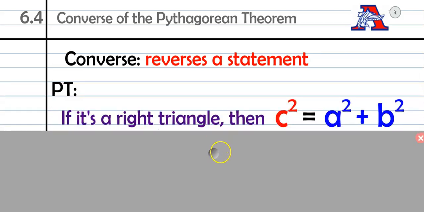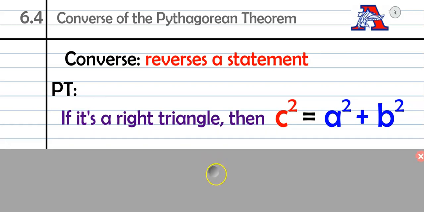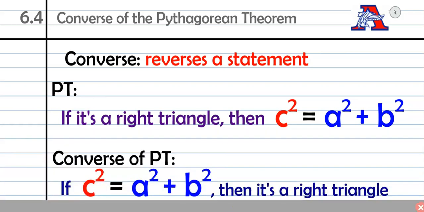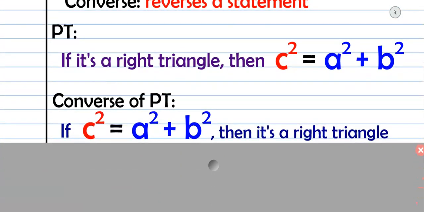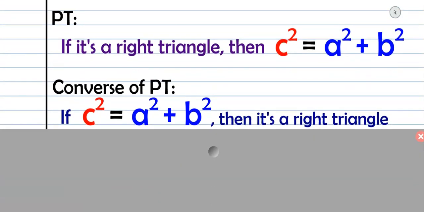So the Pythagorean theorem, I just abbreviated it as PT here, says that if you're dealing with a right triangle, then c squared is equal to a squared plus b squared. And that's what we've been talking about. The converse of the Pythagorean theorem reverses the order. It says that if c squared is equal to a squared plus b squared, then you're dealing with a right triangle.